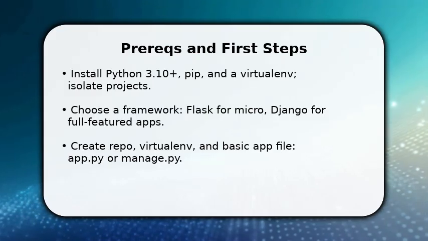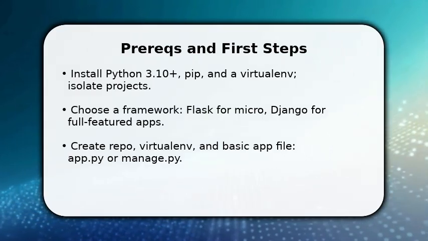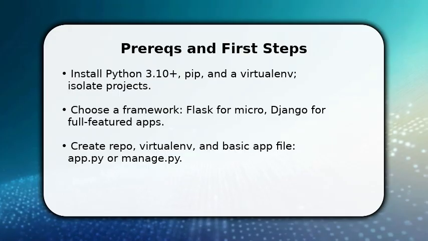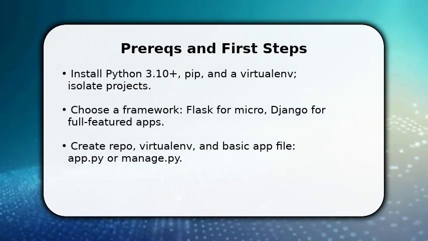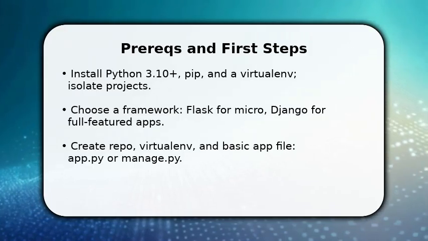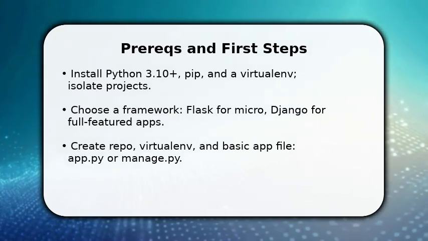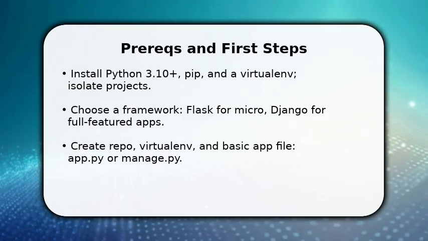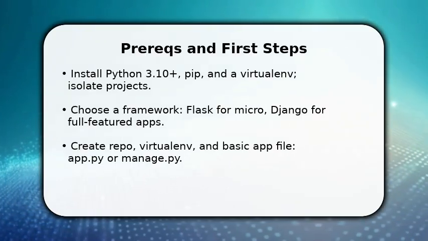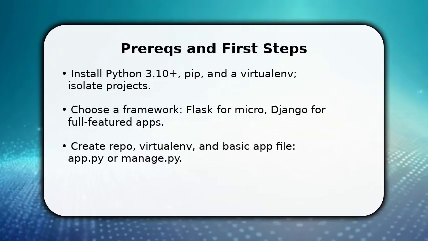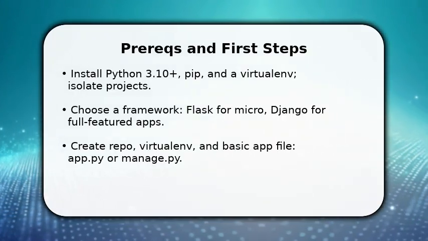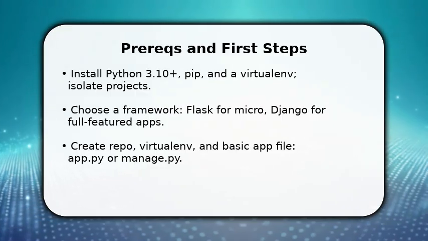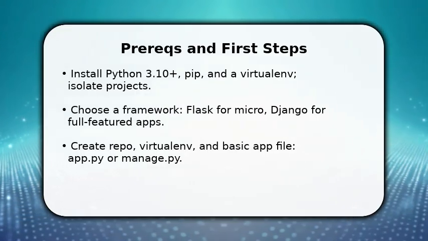You'll start by preparing the environment so your web app is reproducible. Install Python 3.10 or newer, pip, and create a virtualenv. This prevents dependency conflicts. Once done, pick a framework: Flask if you want minimal overhead, Django for built-in auth and admin. Make a repo and commit an initial app file, then run the dev server to confirm. Make sure to add a requirements.txt or pyproject.toml so others can install exactly what you used.